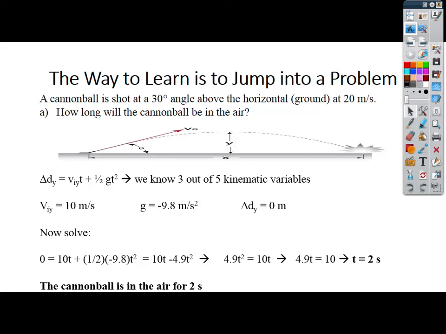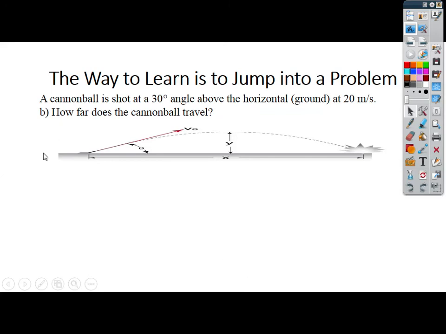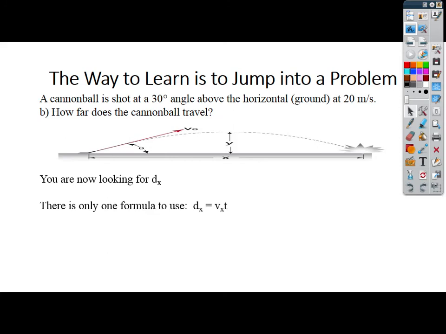Okay? So the cannonball is in the air for 2 seconds. So the next question would be, how far does the cannonball travel? Once again, this is an easy part. We're looking for dx. The only equation is dx equals vxt. I know what vx is. I know what t is. I solve. 17.3 times 2 is 34.6. So that's how far this object went all the way across. It was only in the air for 2 seconds, but it was able to travel 34.6 meters in that time.